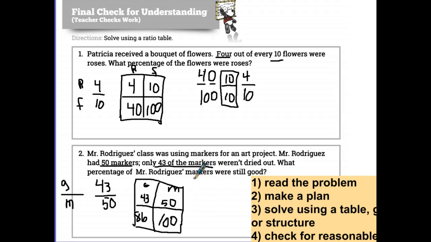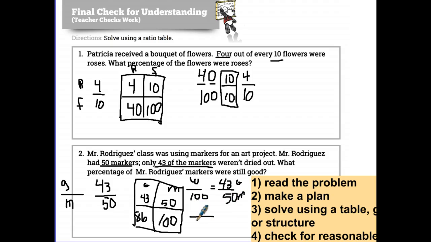Okay, so let's use the structure. This is my percent side, and this is my good and markers. Good is 43. And there were a total of 50 markers.